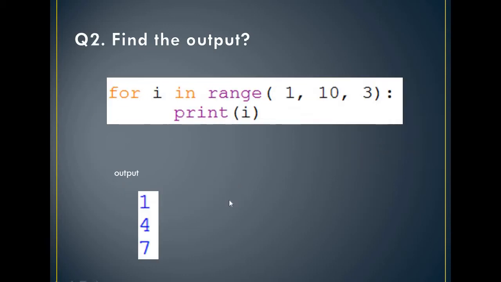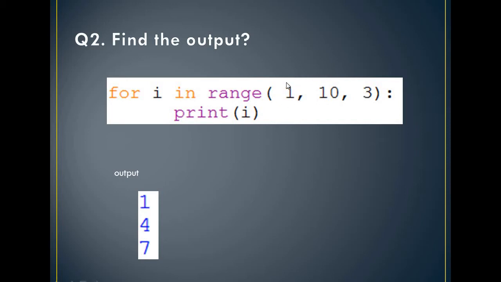Question number 2. Find the output. for i in range(1, 10, 3): print(i). Here range has 3 parameters: 1, 10 and 3. What does this 3 represent? It is the step value. Normally the value is incremented by 1. If you give a step value, it increments based on the step value.